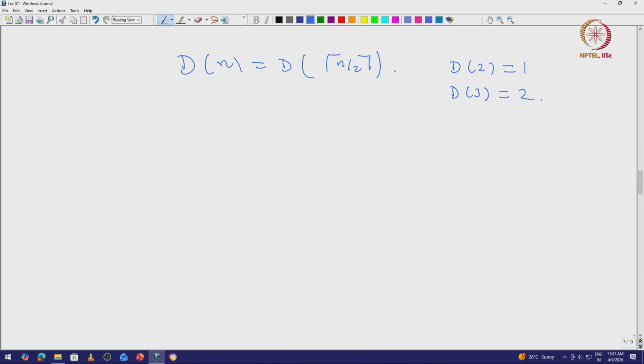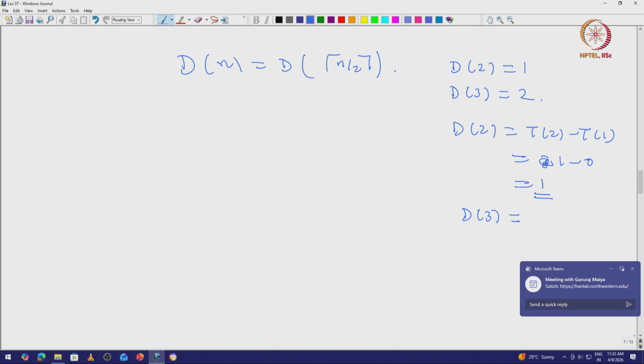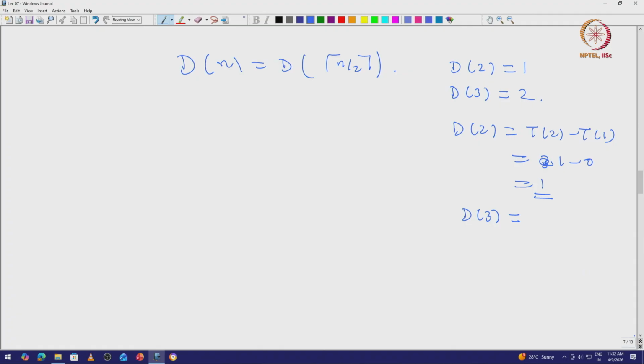D of 2 equals 1. What is D of 2? D of 2 is T of 2 minus T of 1, that is equal to 1 minus 0, that is equal to 1. But what about D of 3? D of 3 is T of 3 minus T of 2, that is equal to 3 minus 1, that is equal to 2.